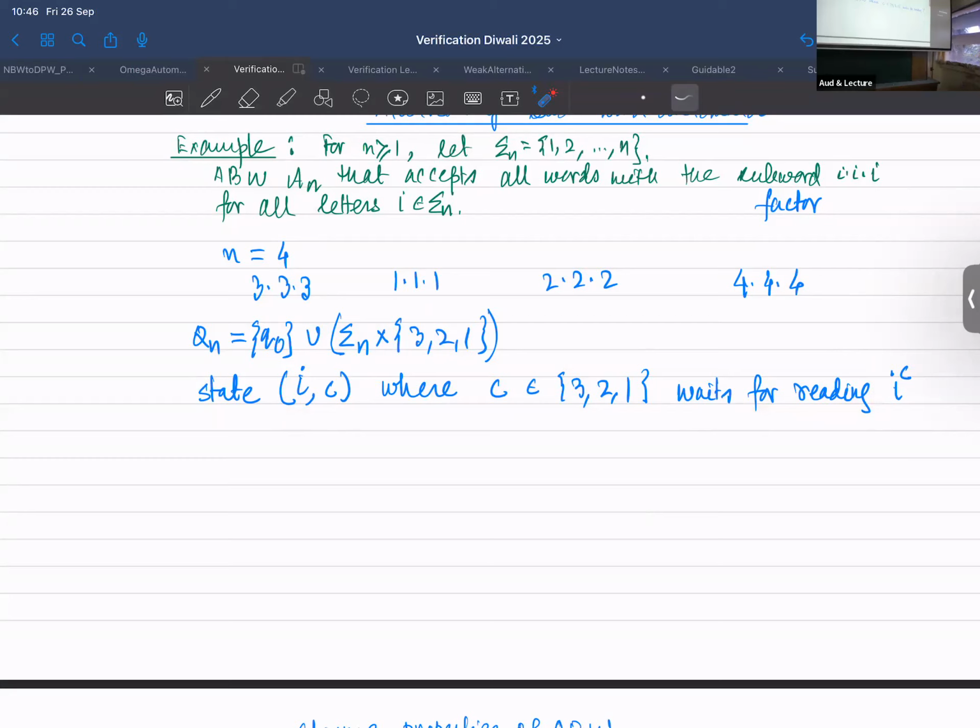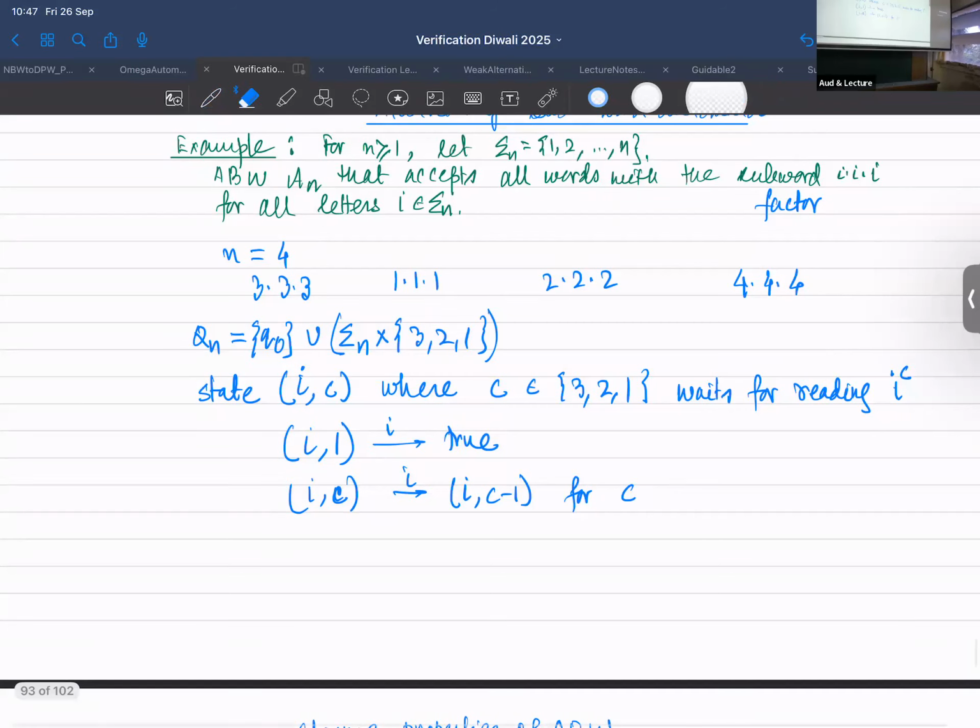And once you are in (I, 1), you just need to read one more. So 2 I's you have already read contiguously. You have reached here. After this, if you read an I, then I will say I have satisfied, I don't have any more obligation, so my corresponding formula should be true. And every time I am at (I, C) and I read an I, I should be going from (I, C) to (I, C minus 1) for C in 2 or 3. Okay, so that is the idea.